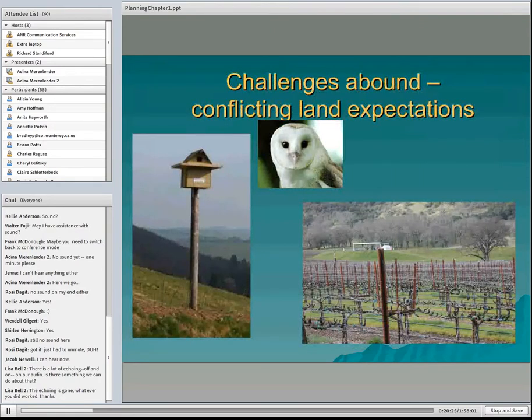And there's no doubt, no matter where you are in the state, these challenges abound as conflicting land use expectations continue to surface. And I think as Adina's slide showed earlier about population expansion, as more and more people expect a slice of the pie, those conflicts are only going to intensify. And I show this example here where we've got the vineyard, which is intensive agriculture, in the foreground, and the oak woodland in the background.